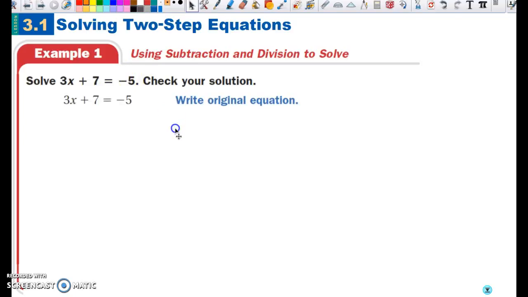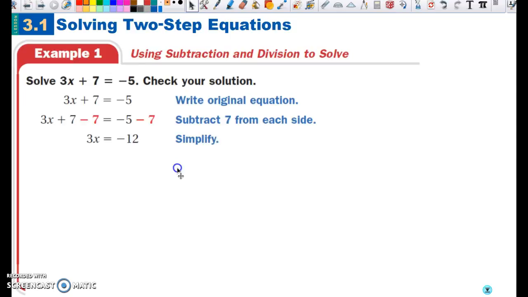So obviously we start with our original equation. You don't have to write that down again, but the first step you should know is that you need to subtract 7 from both the left and the right side of the equation. When you do that, you're left with 3x equals negative 12. After that, you have to divide, of course, by 3. Notice we did 2 steps. I had to subtract 7 first, then divide both sides by 3.